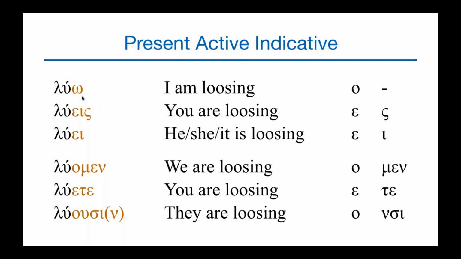So whenever we have these primary active personal endings, you don't need any nouns to actually tell you what the word means. Luo means I am loosing, even if you do not have a noun with it. That word alone represents I am loosing. Lues is you are loosing, and so on.